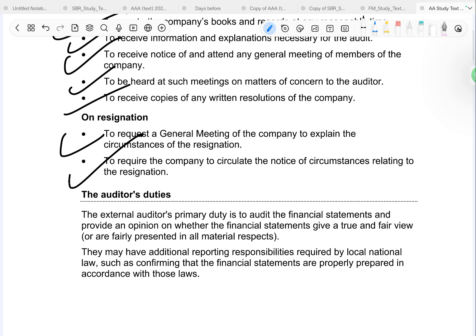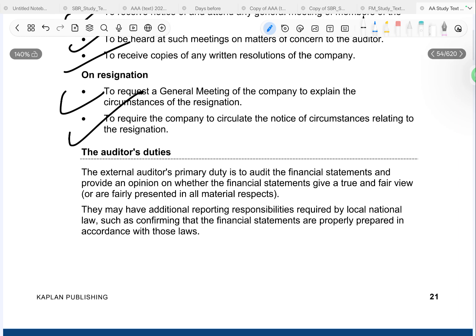Finally, let's talk about the auditor's duty. The primary duty of an external auditor is actually quite simple to understand. Their job is to audit the financial statements and then give an opinion on them. Specifically, the auditor must state whether the financial statements give a true and fair view of the company's financial position.